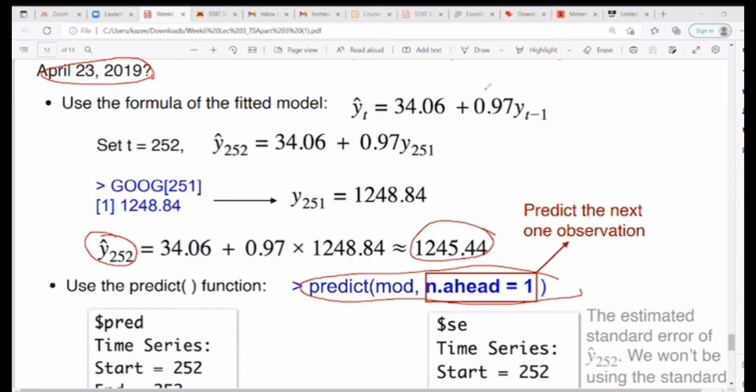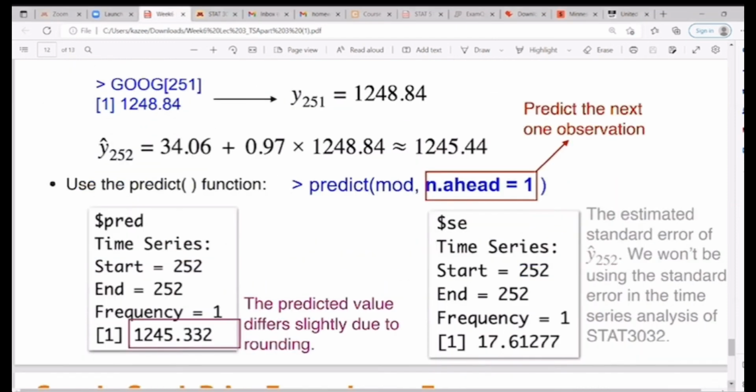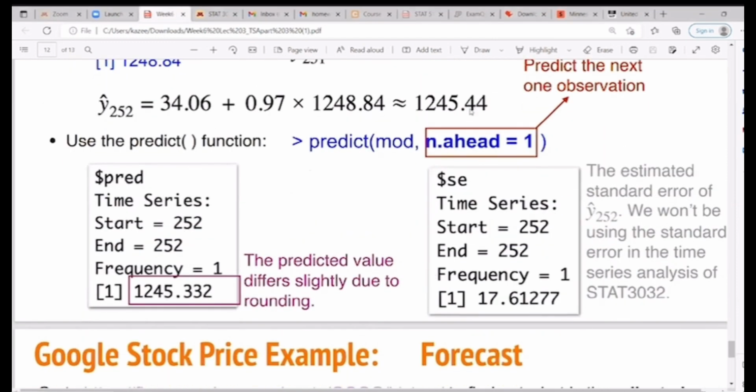After making that prediction, this is what we have. And of course, if you use the arrow, it will show you this. You see the same thing, very close. Take a look at that. This is what the formula gives you. This is what the arrow is going to give you.